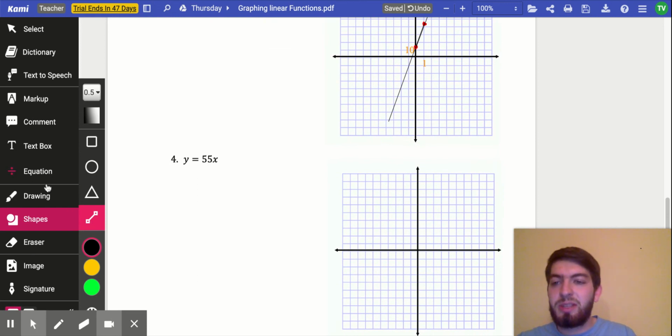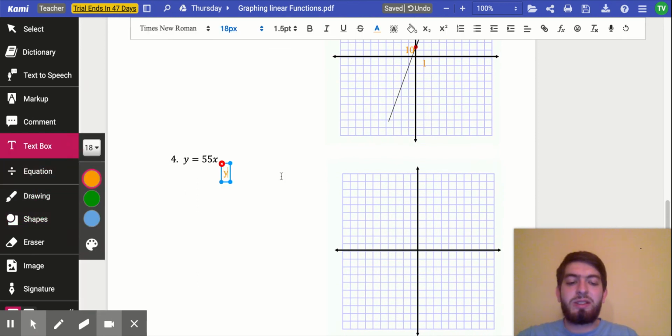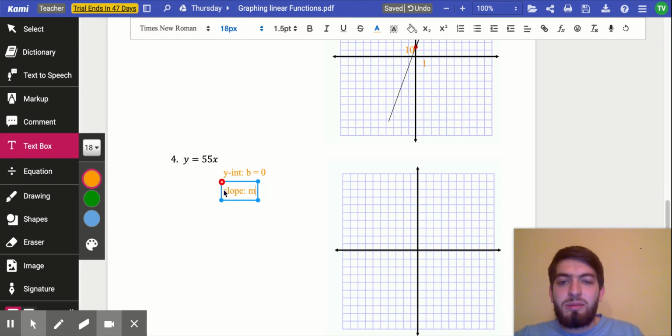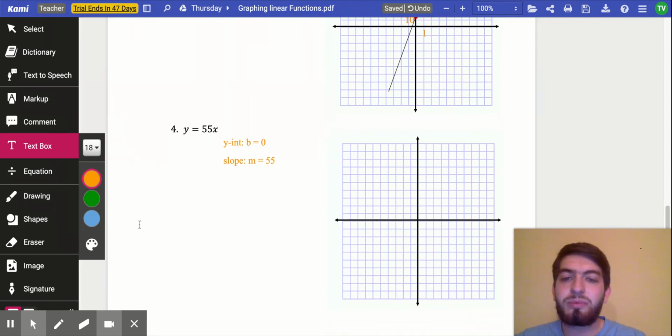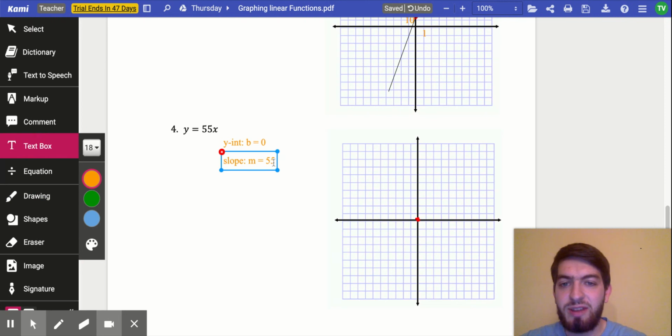And let's do the same thing here. So a couple points to be made here. One is that since there is not anything being added or subtracted, the y-intercept, b, is 0. But the slope m being multiplied by x is 55. So we have no problem putting the y-intercept at 0. That's right there at the origin, no matter what. But again, we want to think about how we're going to scale this, because I would need to be able to go up 55 and over 1.